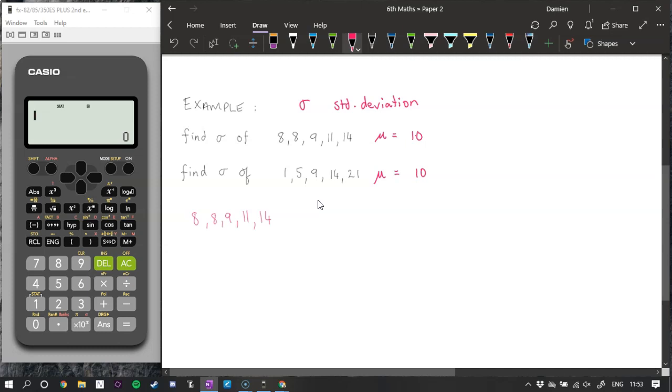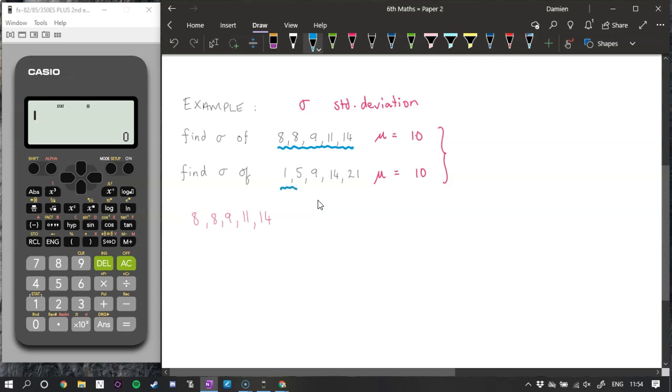Now, the reason why I put in 2 examples is you can see that the average of both sets of these numbers is 10, but the numbers themselves are actually quite different. If you look at the top one, these numbers are all quite close together. You have 8, 8, 9, 11, 14. There's not much of a range. It goes from 8 to 14. That's only a range of 6 numbers that it goes over.